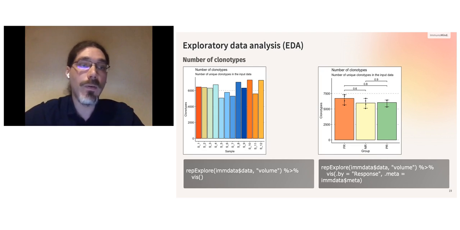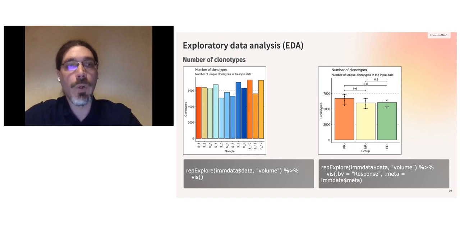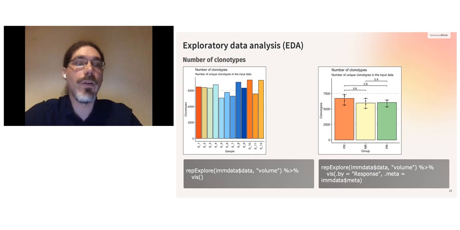Again, it's extremely simple. It's the exact same function, repExplore. You just pass the volume parameter in the bottom boxes. So the first parameter, data, you just pass the list of immune repertoires to the function. And the second parameter is the volume, where you tell the function to compute the volume of immune repertoires, or the number of clonotypes. Again, you can easily group the clonotypes by their status or by their response or by any other characteristics.